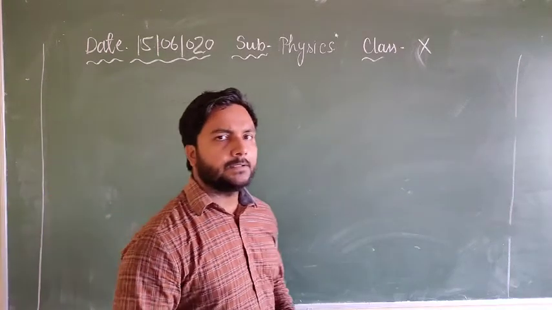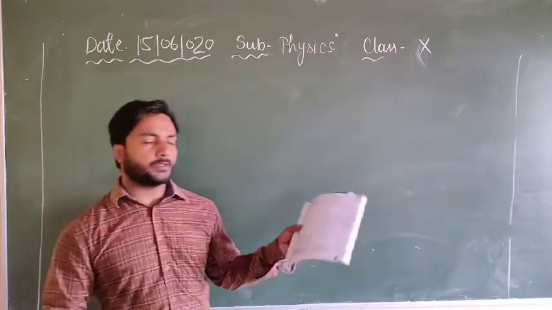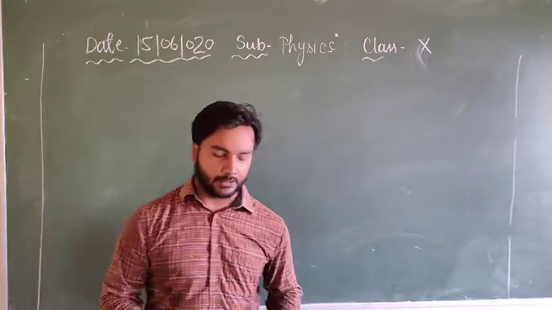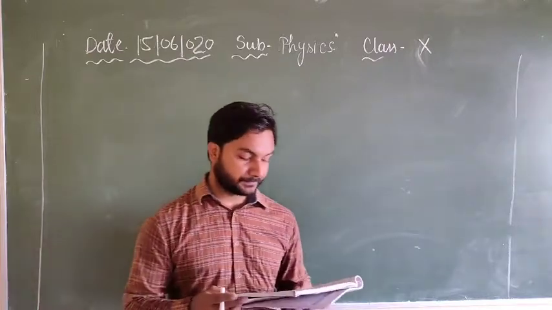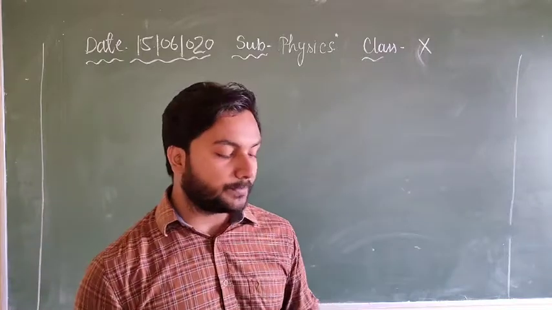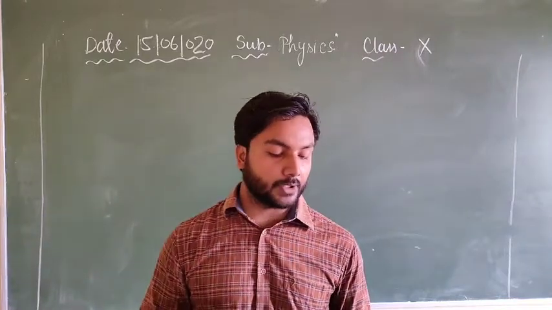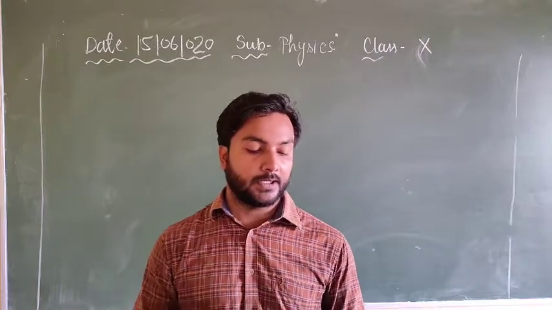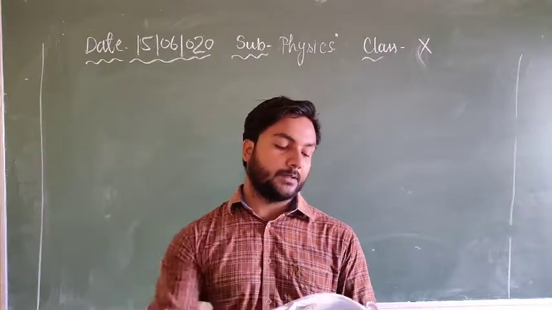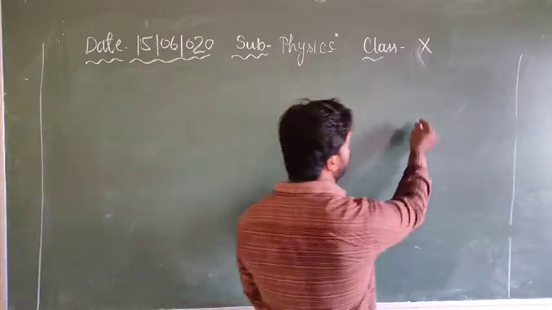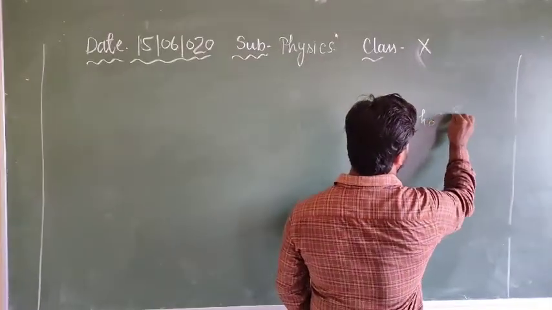Hello everyone. So we are going to solve the numericals based on the mirror formula and lens formula. The first question is: a 6 cm tall object is placed perpendicular to the principal axis of a concave mirror of focal length 30 cm. Means a 6 cm tall object is given. So height of object is 6 cm.